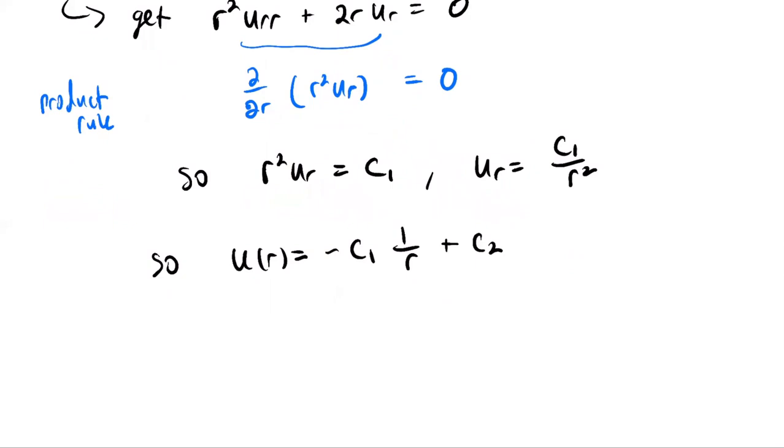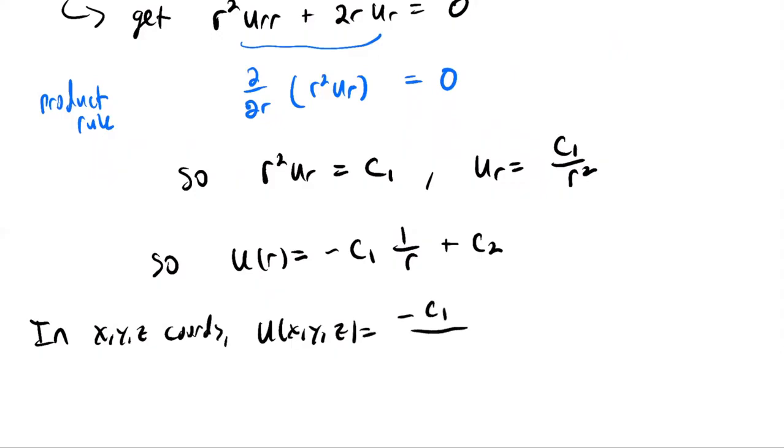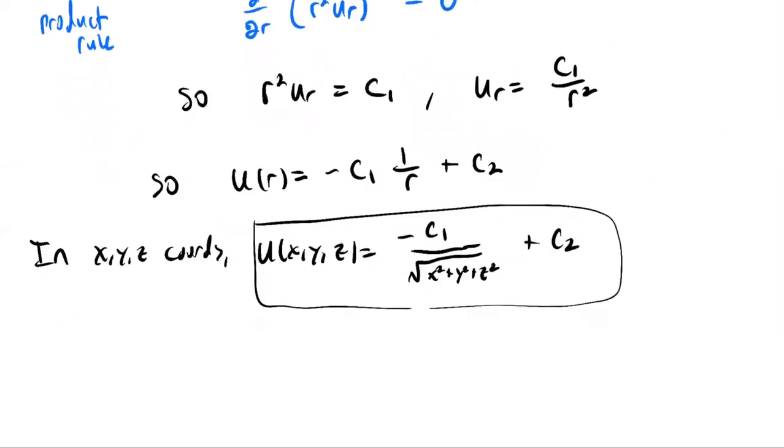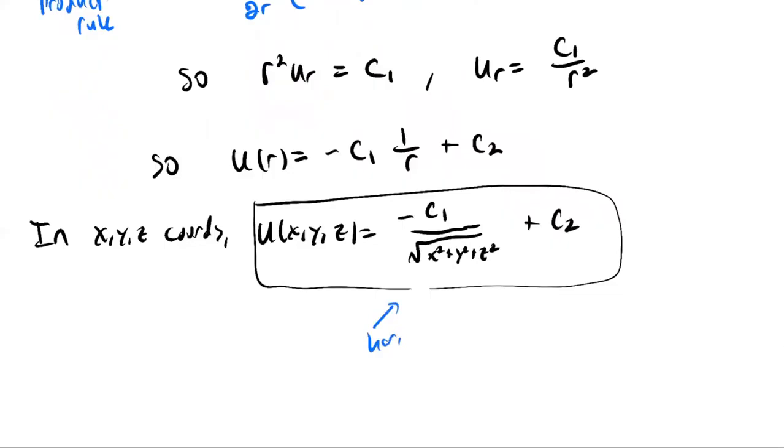In particular, we know if we want to go back to the original coordinates, right? So in x, y, z coordinates, we get U of x, y, z is equal to minus C1 over R, where remember, R was just the square root of x squared plus y squared plus z squared, and then plus C2. Right, and so this analysis shows that this is a harmonic function. Right, so if you take the Laplacian in x, y, and z of this function, you're going to get 0.